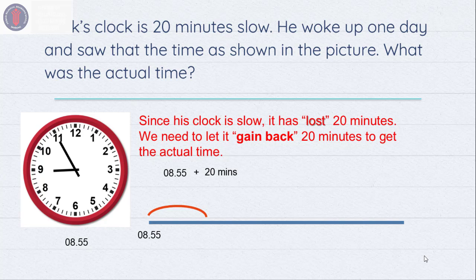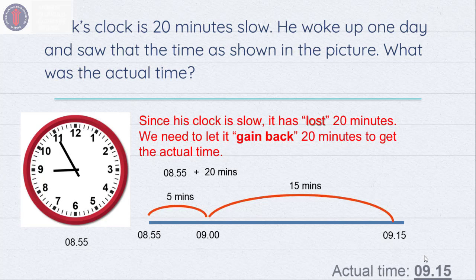Yes, as we read it, 5 more minutes to 9. So it's 5 more minutes to 9 o'clock. So we need 9 o'clock, and we just need to add another 15 minutes to make it 20 minutes. So it will be 9:15. So the actual time is 9:15, or a quarter past 9.